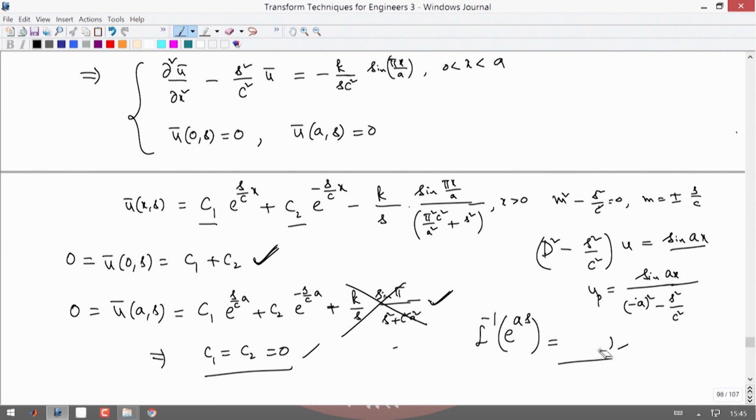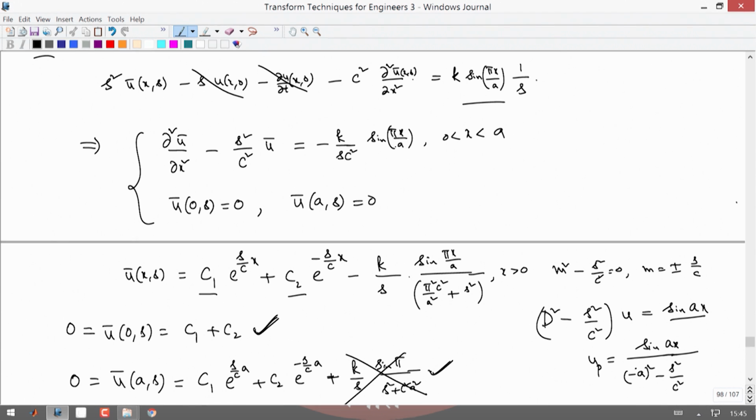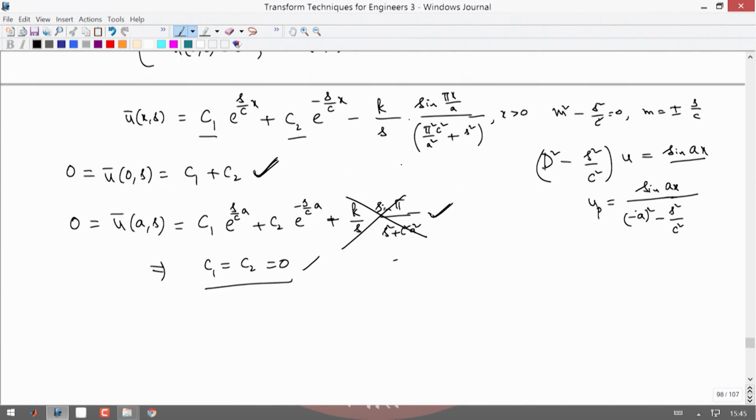So, you can use, let me use, because I choose this sin(πx/a), things are simplified here. If you use this, you have C1, C2 both 0, because if you put C1 equal to minus C2 here, you end up getting C1 e^(s/c a) and this C1 e^(-s/c a).